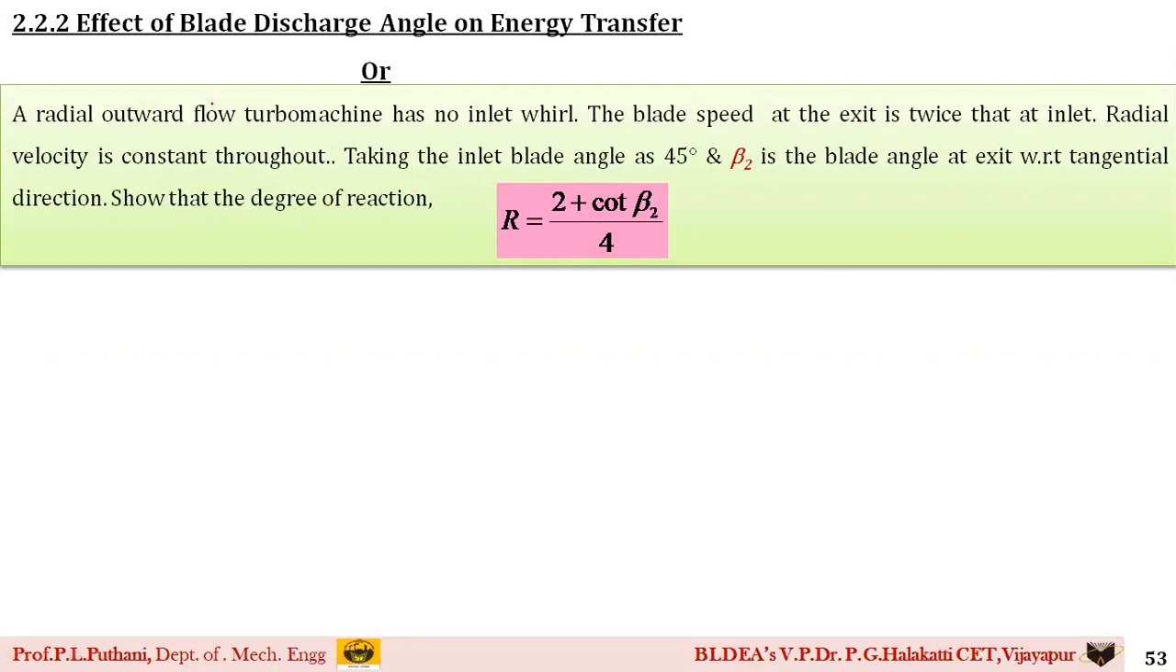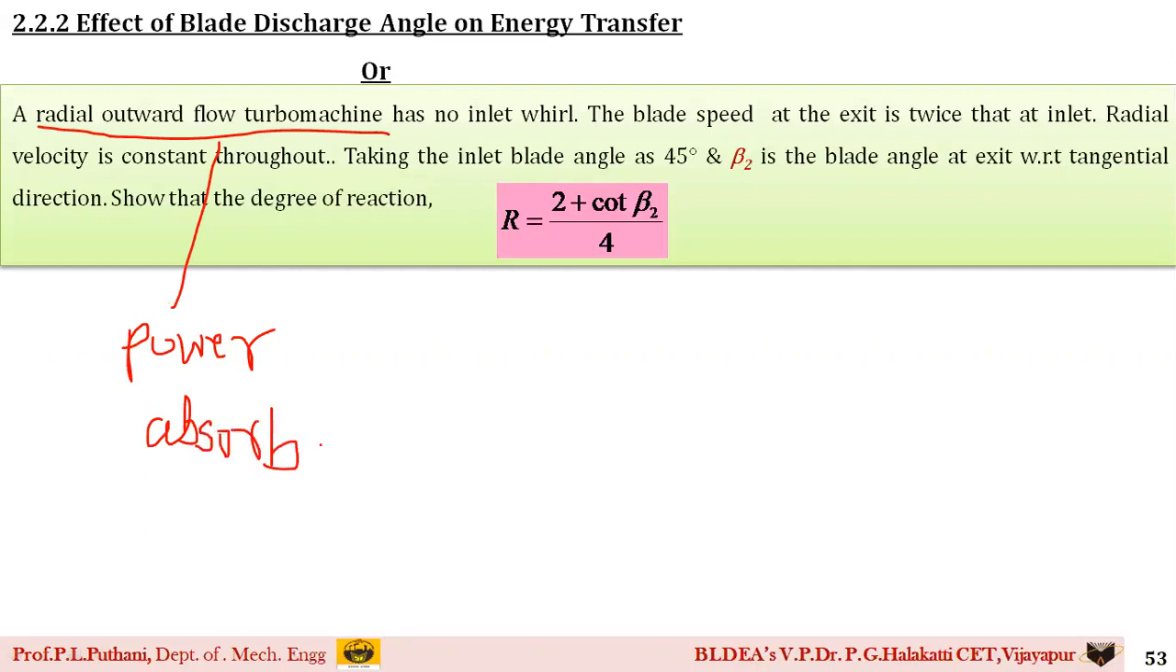Initially it says there is a radially outward flow turbo machine. A radially outward flow turbo machine is a power absorbing machine. Yesterday we discussed the fluid moving away from the center of the axis, so it is a power absorbing machine. Examples are pumps, fans, blowers and compressors, all power absorbing machines. Then it says there is no inlet whirl.